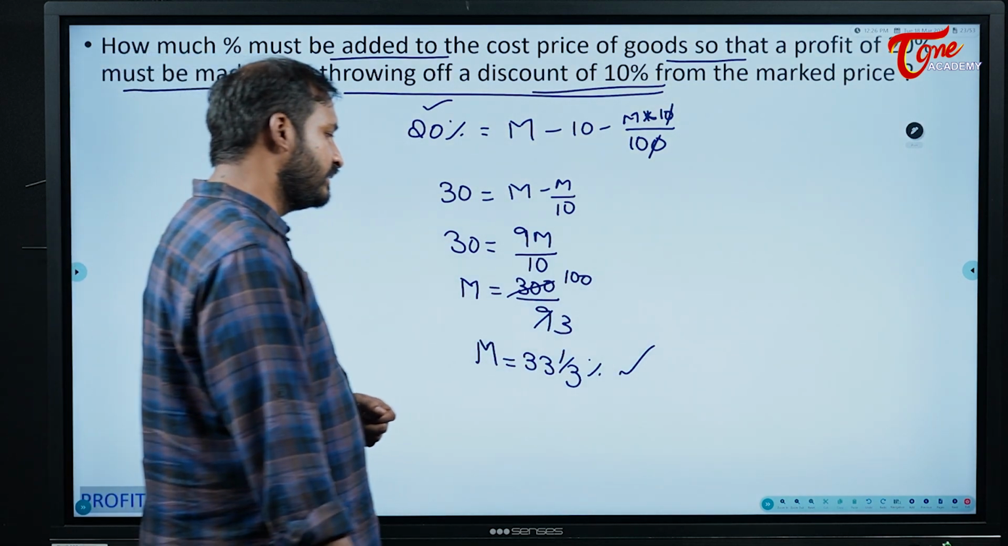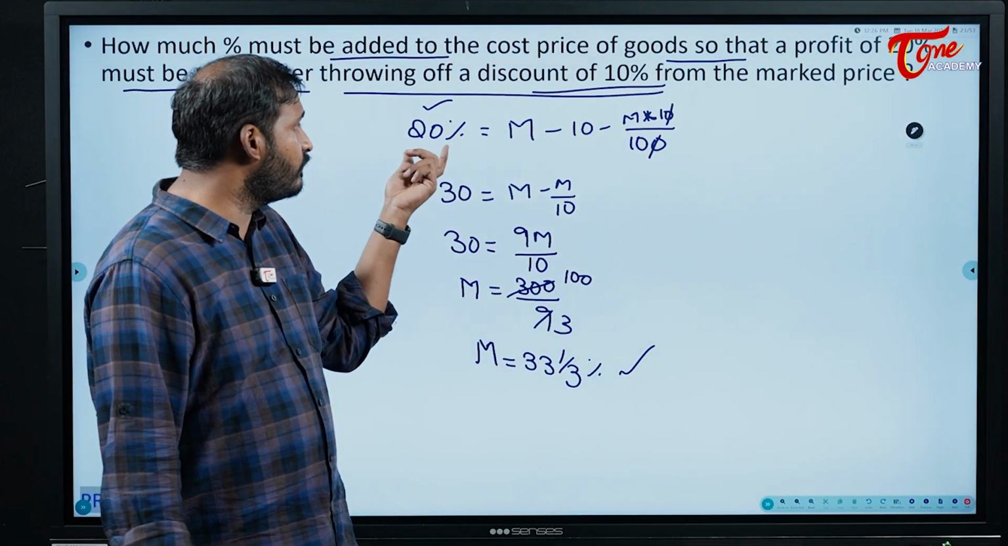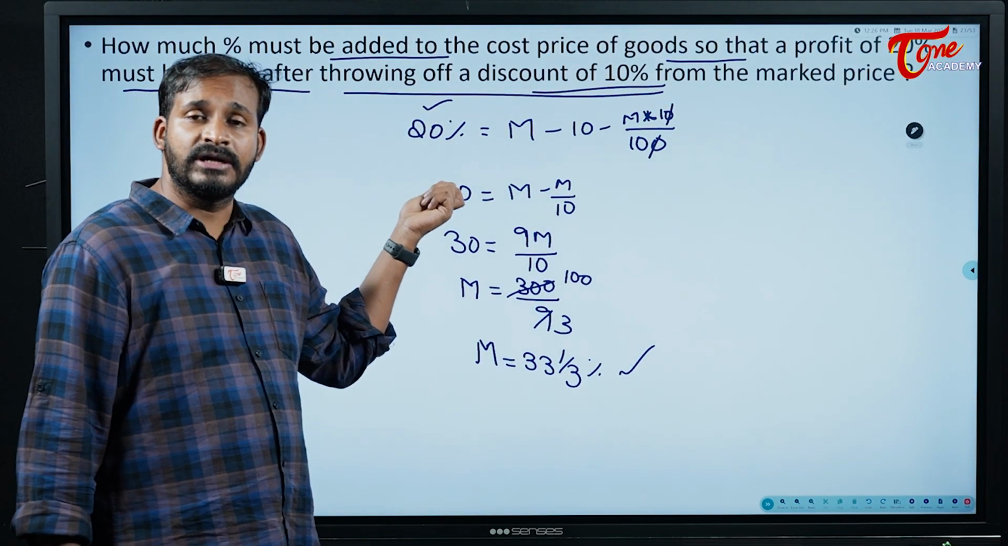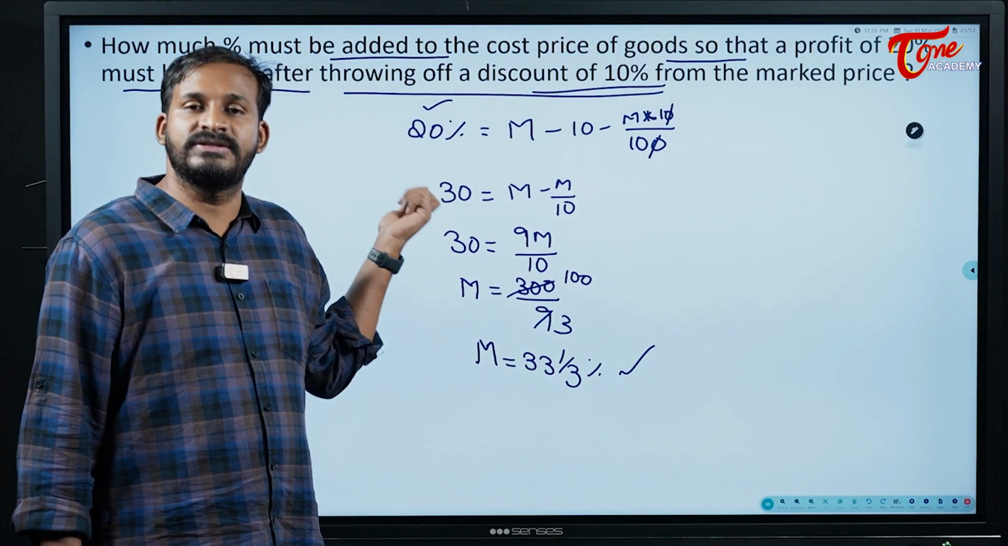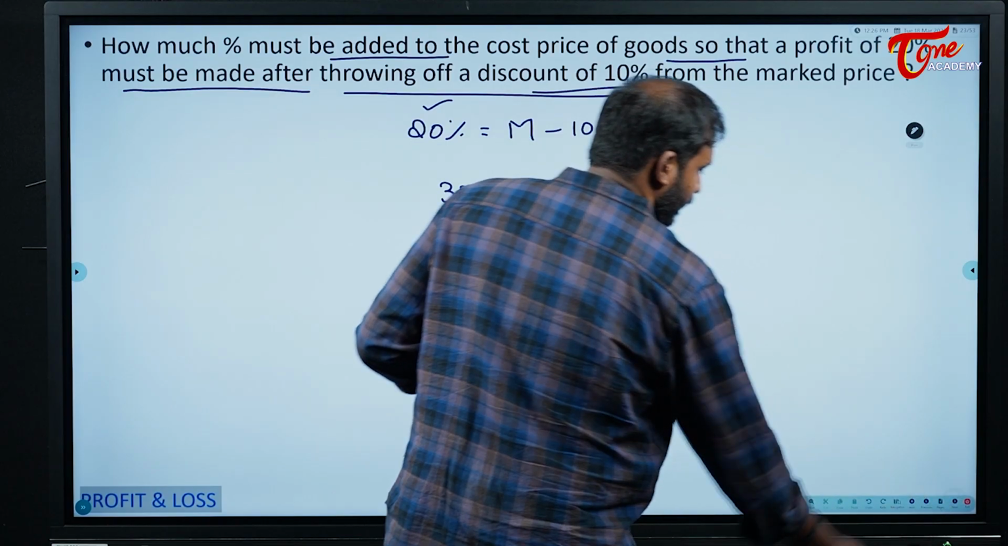Okay? Right. We will see. If there is a loss, for example, the same question, if there is a loss, what I have written here? Instead of 20, I would have written here minus 20. Minus 20, right? Now we will see the next one.